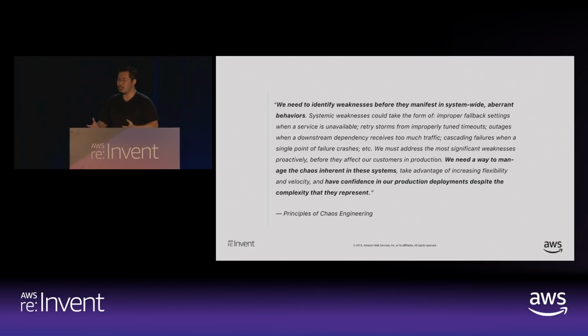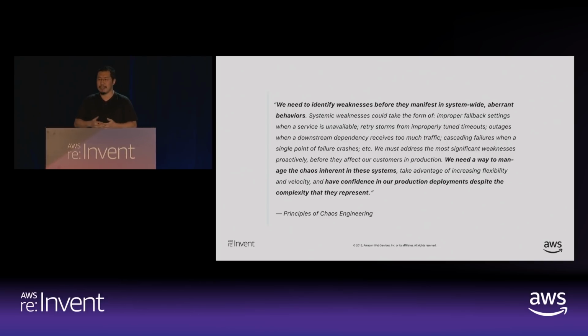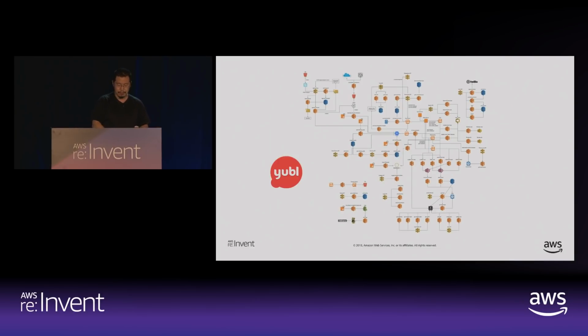But then chaos engineering is never about killing servers to begin with. Sure, it's what we do oftentimes to stress test the infrastructure when our application runs on servers that we have to manage and we can access. But chaos engineering is about identifying weaknesses before they manifest in system-wide aberrant behaviors. And we shouldn't confuse the principle of why we do something with the action that we do in order to apply those principles in our context.